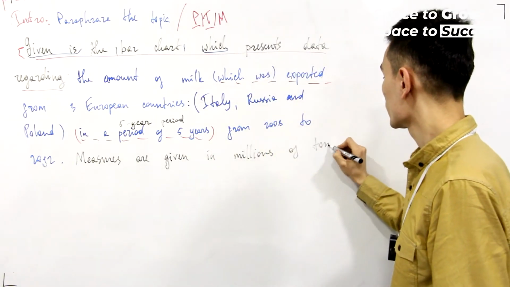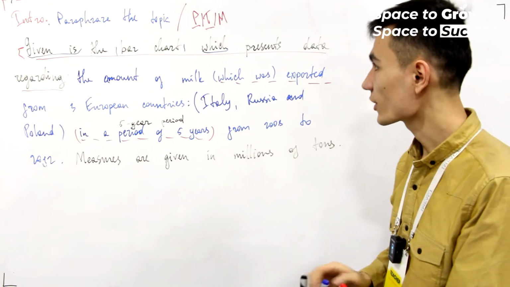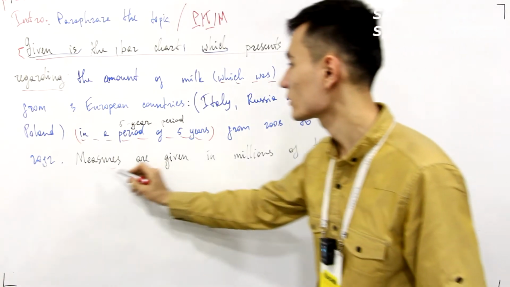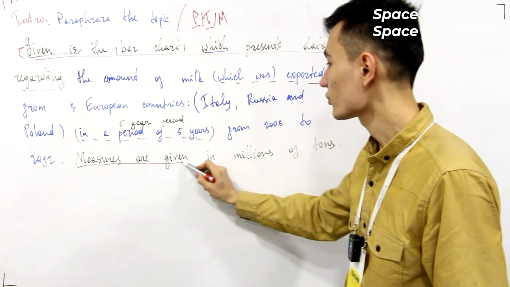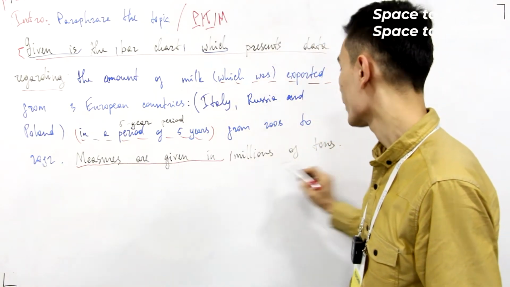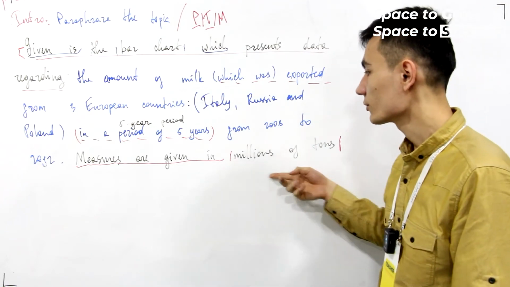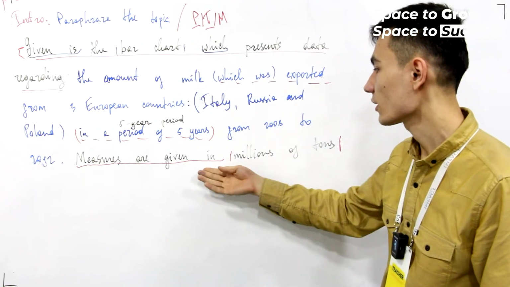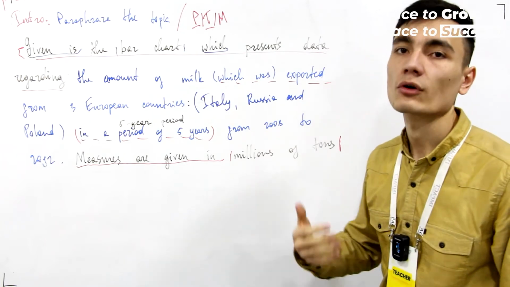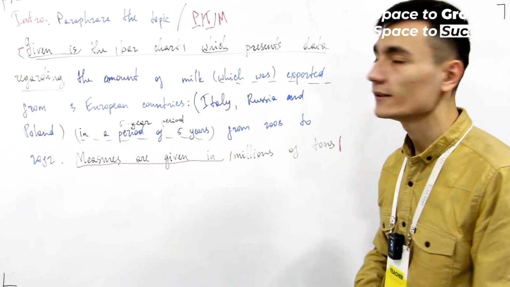So millions of tons. As you see, the structure is the same. It's fixed with introduction. Measures are given in, and you just change this part depending on your situation. So measures are given in dollars, measures are given in million people, measures are given in million kilometers. So it depends on the tasks that you are dealing with.